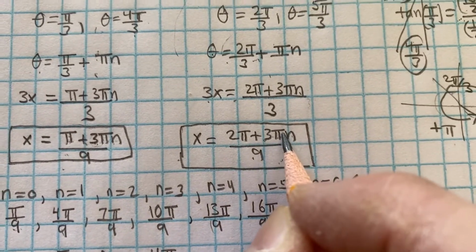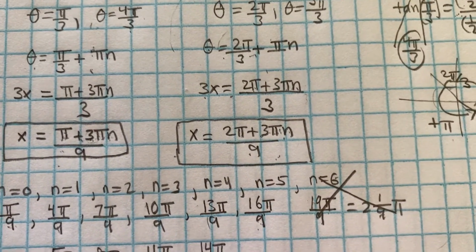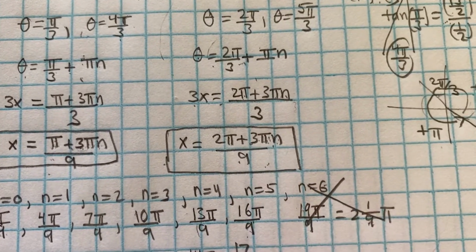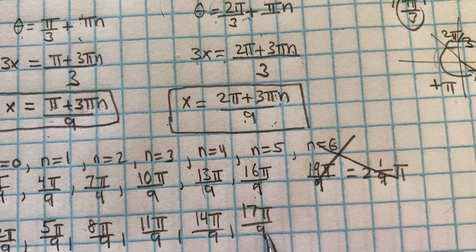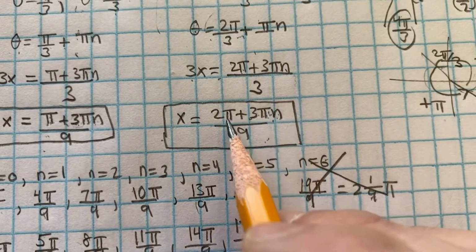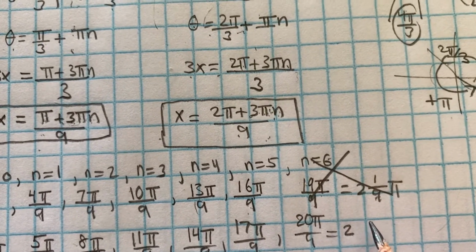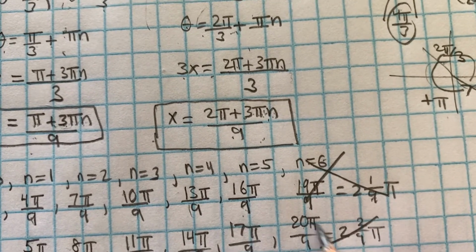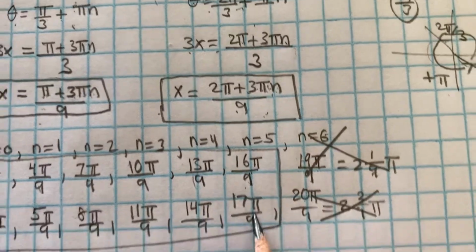n is equal to 4. You're going to get 12. 12 plus 2, that's 14 pi over 9. n is equal to 5. 15 plus 2, that's 17 pi over 9. And you're like, okay, 17 pi over 9, that's still 1 and 8 ninths, so you're still good. Now, if you plug in n is equal to 6, 18 plus 2, that's 20 pi over 9. Now, 20 pi over 9, that's 2 and 2/9 pi. Again, this falls outside the interval. So the only answer that you're going to get up to is n is equal to 5.